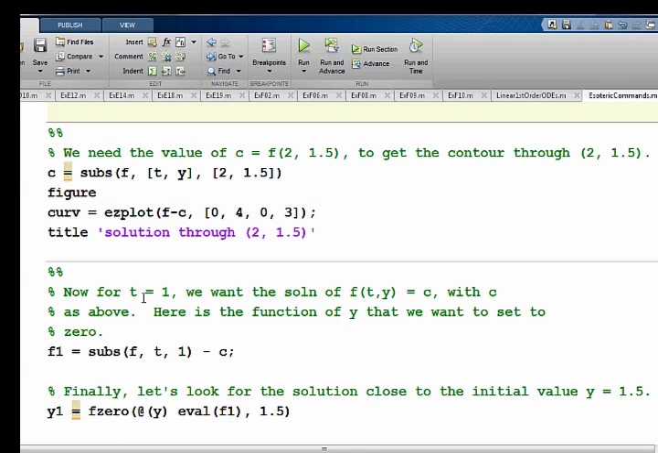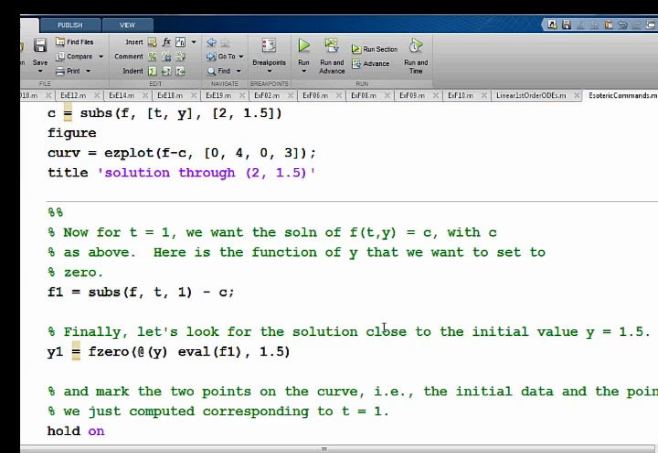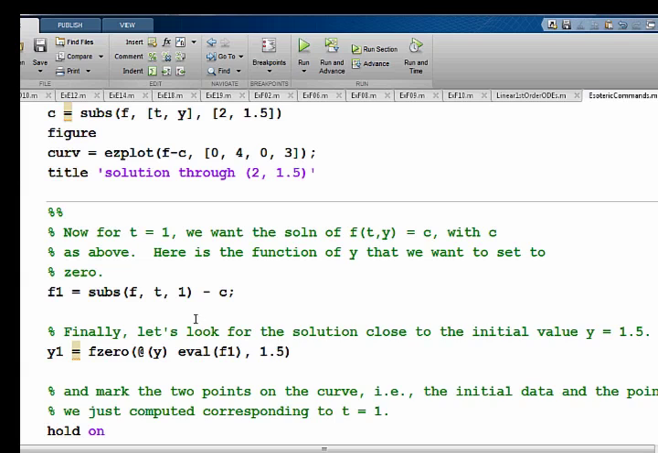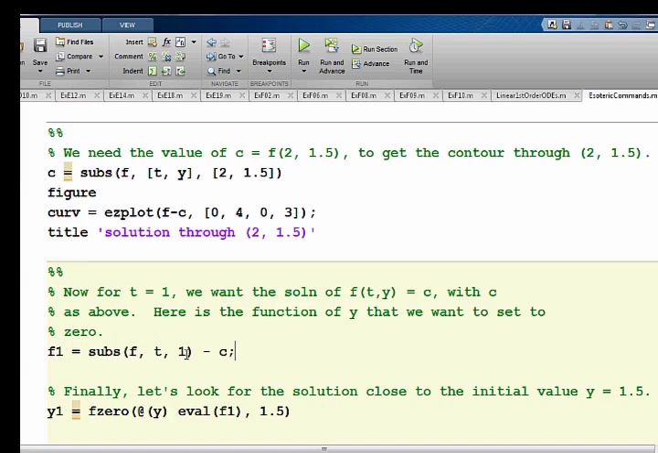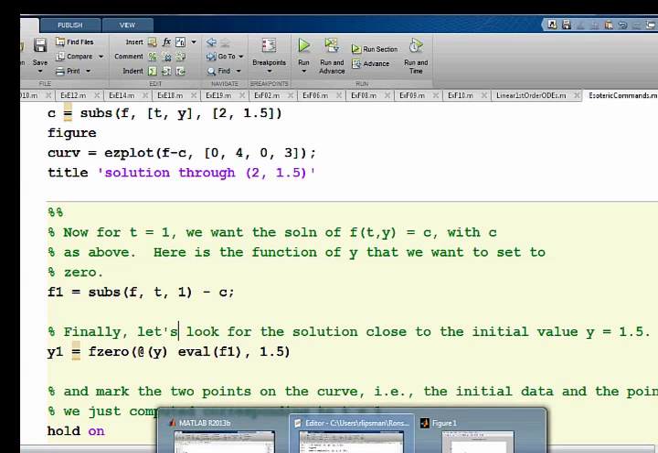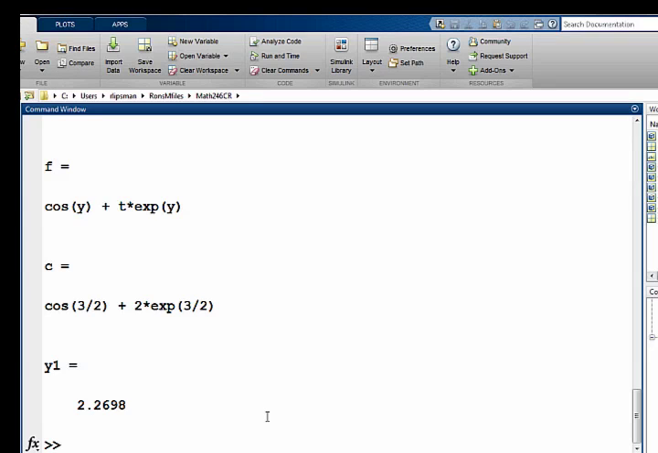Okay, so for t equal 1, we want to find the solution of f(t, y) equals c, with c as above. And so I'm going to use f0 for that, and I'm going to get into trouble with f1 defined here unless I use eval. So that's the reason for these two commands. f1 gives me my functional value, and y1 is the value of that function at t equal 1. Let's see what comes out. 2.2698.